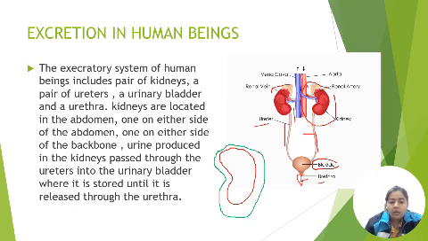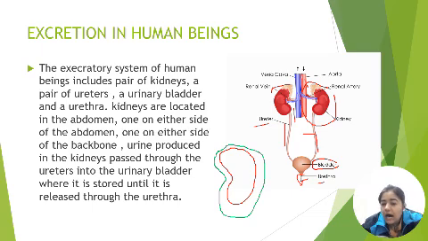Okay, now we can read the theory part. The excretory system of a human being includes a pair of kidneys, as I said. These are the pair of kidneys. A pair of ureters, which are pipe-like structures. Kidneys are located in the abdomen. That means kidneys are present in the abdomen of a human body, one on either side of the backbone.